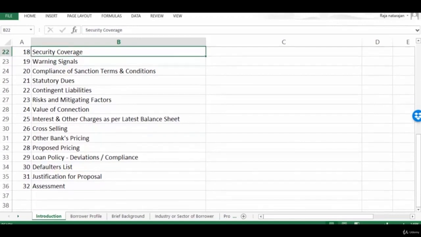Security coverage. What is the security coverage available to the bank? Again that will be divided into primary and collateral. What is the extent of coverage? To what extent is the bank safe? They'll be interested in knowing.